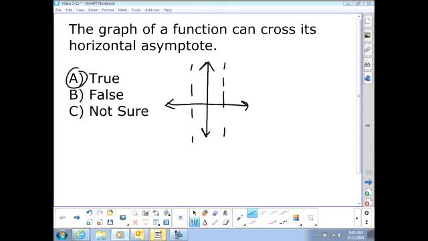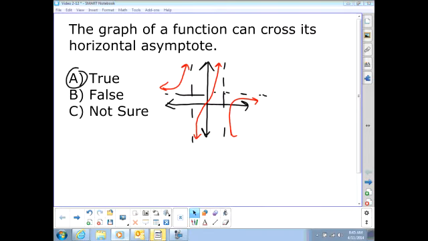You saw graphs last year when you did rational functions that looked something like this. And often, maybe you had a section like this here, a section like that there, and a section in the middle that might have crossed the horizontal asymptote. So horizontal asymptotes can in fact be crossed. Vertical cannot, but horizontal can.